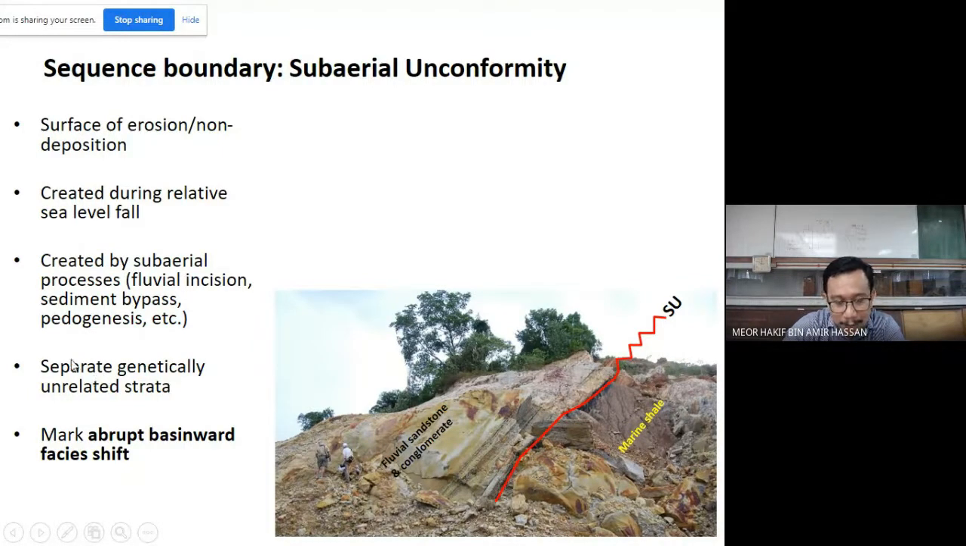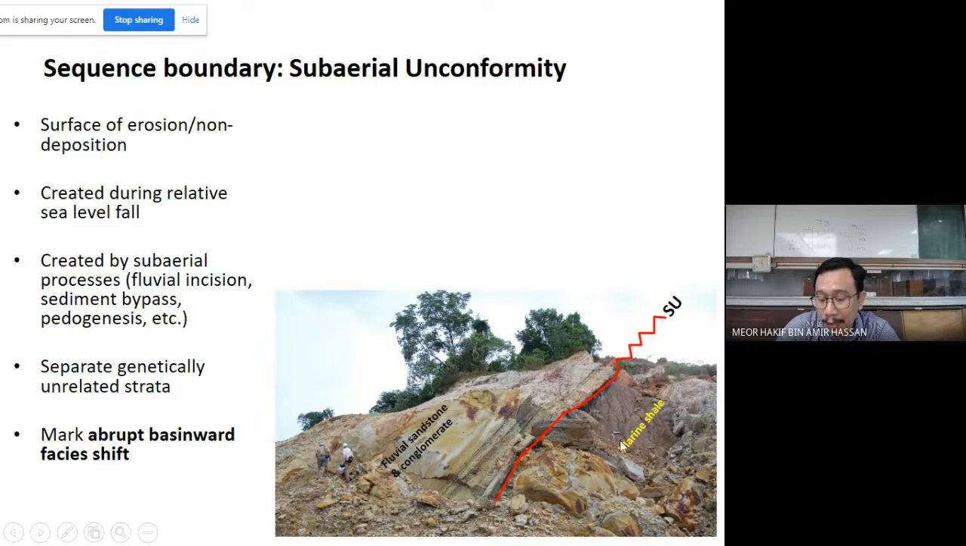So it just means that the layers below and above the unconformity, the sequence boundary, are not conformable. They are from different packages of sediments, from very different depositional settings. Yeah? And the sequence boundary marks an abrupt basinward facies shift. So we have a sharp surface, it is erosional. It marks an abrupt basinward facies shift.